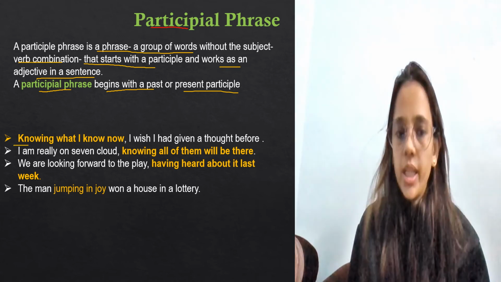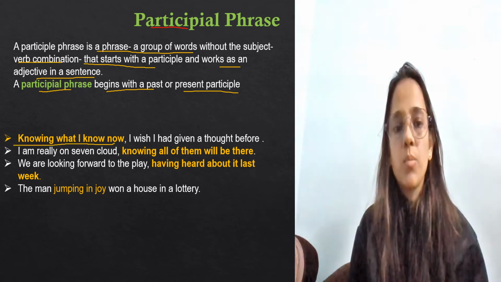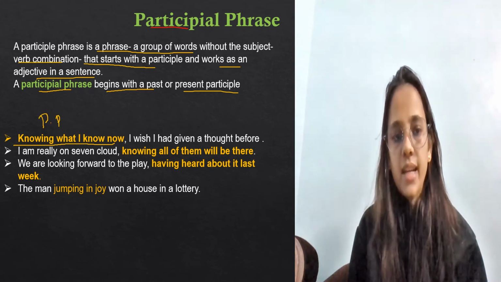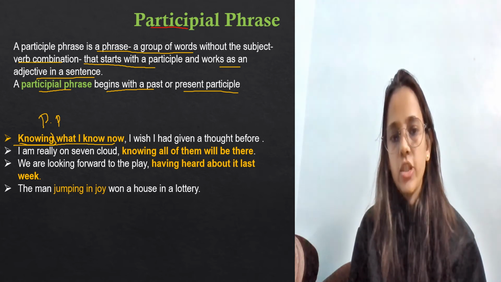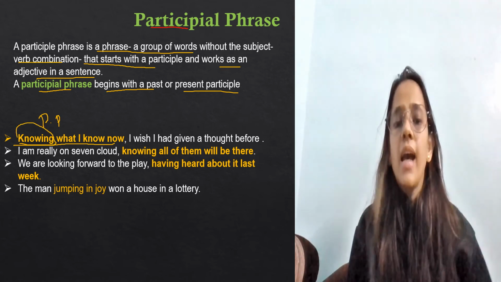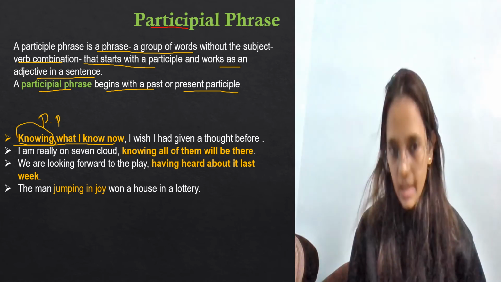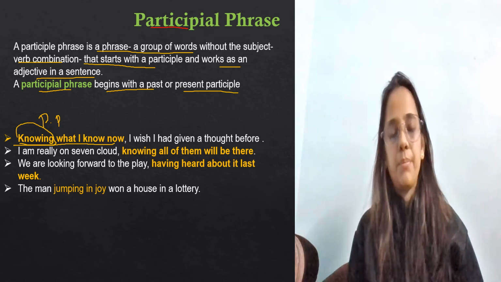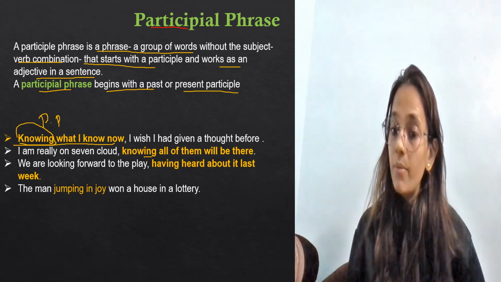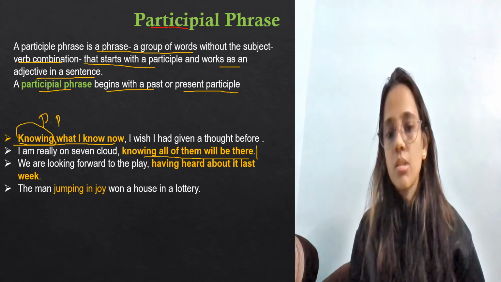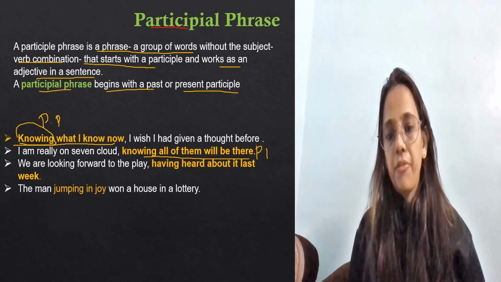Example: Knowing what I know now, I wish I had given a thought before. It's what? Participle phrase. And if you see, it is starting with what? Participle, ing, knowing, present participle. I am really on seventh cloud, means I'm very happy, knowing all of them will be there. Knowing is again a present participle. So it is what? Participle phrase.